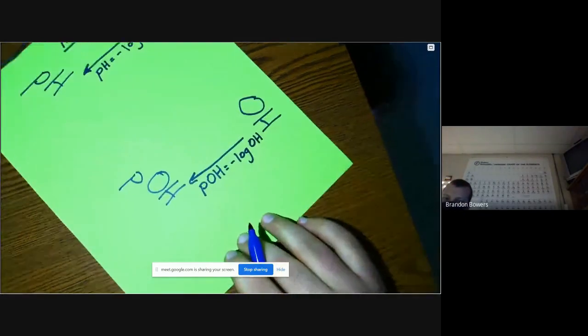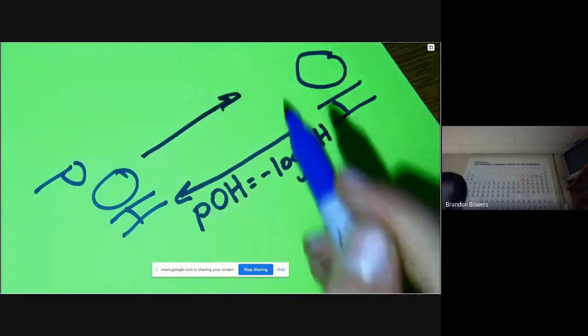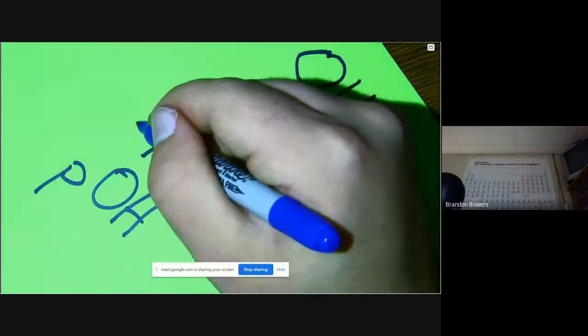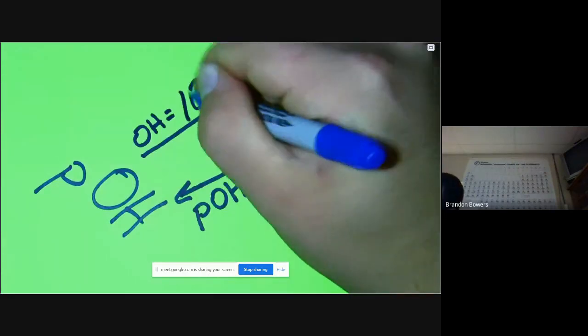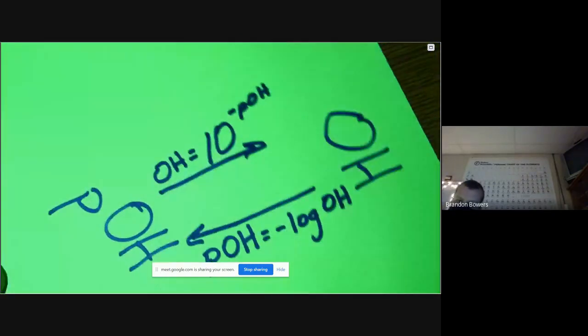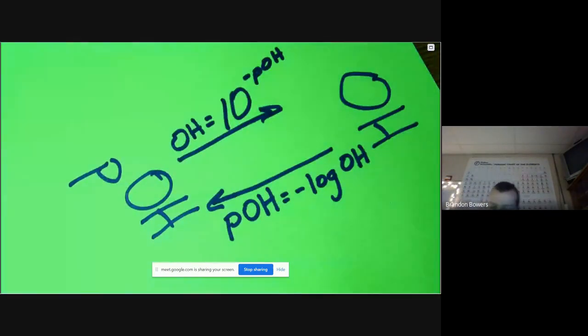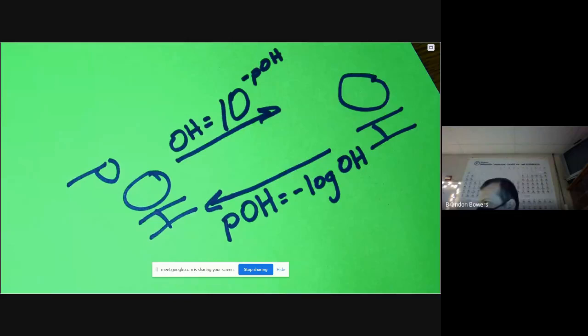Let me zoom in a little bit. And then going up, OH will be equal to 10 to the negative pOH. Okay, exact same equation, just OH instead. Okay, we're halfway done. How do we feel? Not bad, not bad. Okay.